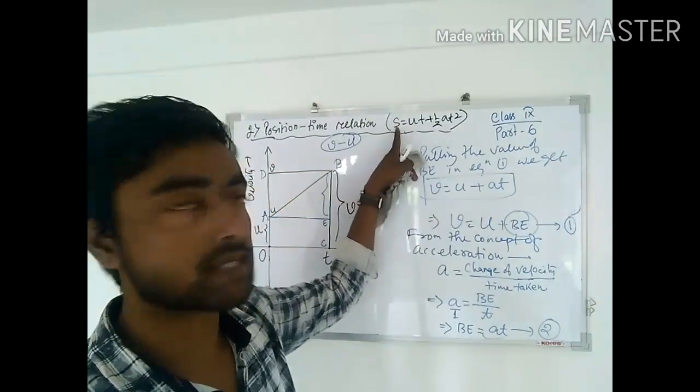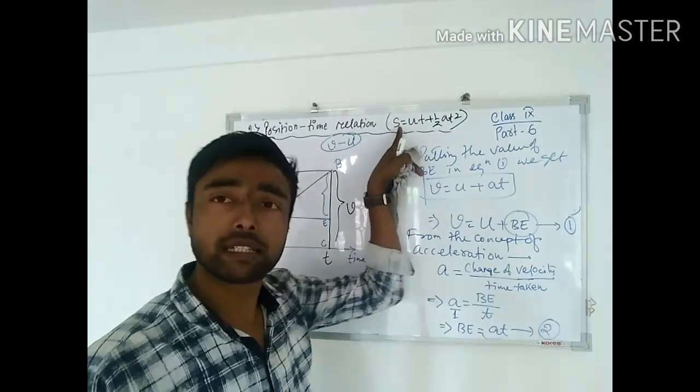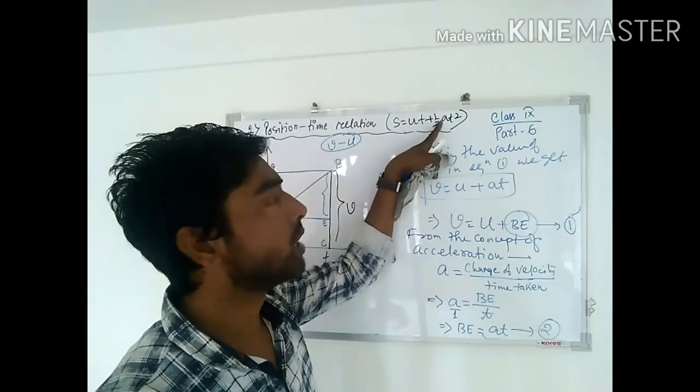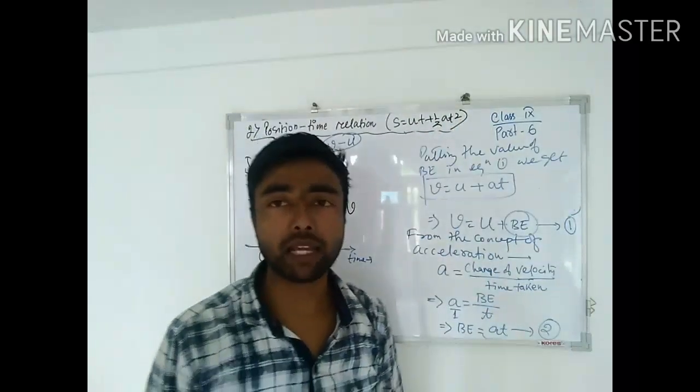Now you see what S is. You need to understand the variables. S is the distance traveled. U is the initial velocity. T is the time. Half is, you know what is half? 1 by 2. A is the acceleration and T is the time taken by the object.